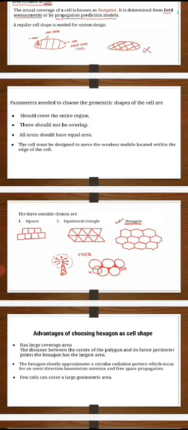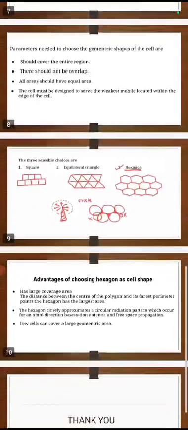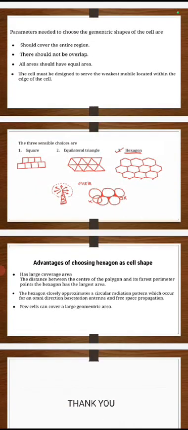The areas are sectored now, so we have to choose a regular shape for each cell. There are certain parameters to be considered while choosing the cell shape. First, it should cover the entire region. There should not be any overlap. All cells should have equal area. Then the cell must be designed to serve the weakest mobile located at the edge of the cell.